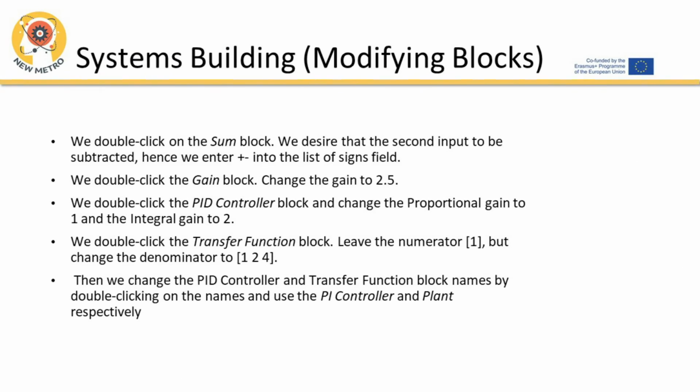Systems building, modifying blocks. We double-click on the sum block. We desire that the second input be subtracted, hence we enter plus minus into the list of signs field. We double-click the gain block. Change the gain to 2.5. We double-click the PID controller block and change the proportional gain to 1 and the integral gain to 2. We double-click the transfer function block. Leave the numerator, 1, but change the denominator to 124. Then we change the PID controller and transfer function block names by double-clicking on the names and use the PI controller and plant respectively.